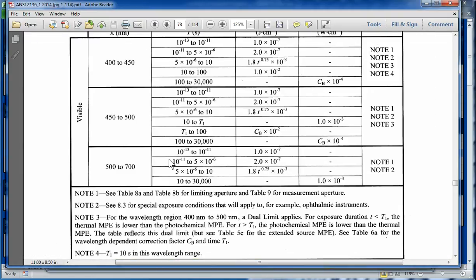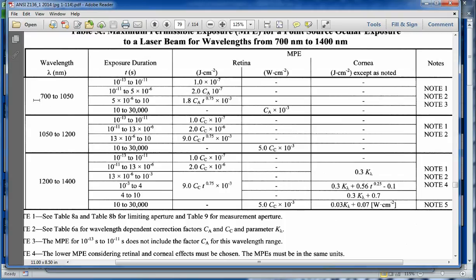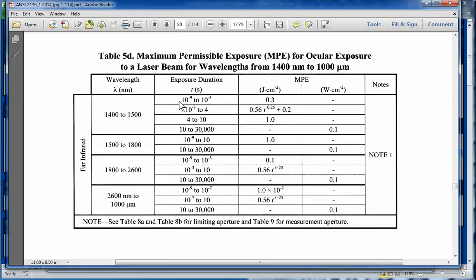This is for our visible. We'll see that this is inside the retinal hazard region. So the limit of the table is 100 femtoseconds. I'm going to do the example at 700 nanometers. We'll see that it's the same MPE, 1 times 10 to the minus 7 joules per square centimeter for an exposure duration of 100 femtoseconds, and this is where the table stops. If we go outside the retinal hazard region, we'll see that the table stops at 1 nanosecond.